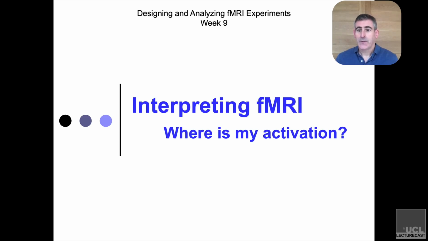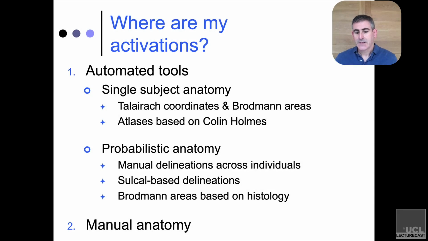In the second video, I want to address more specifically this question of where is my activation? How do I take the coordinates that I get out of SPM or FSL or whatever tool I'm using and use those to generate the more meaningful thing that I'm interested in, which is: where in the brain is that?